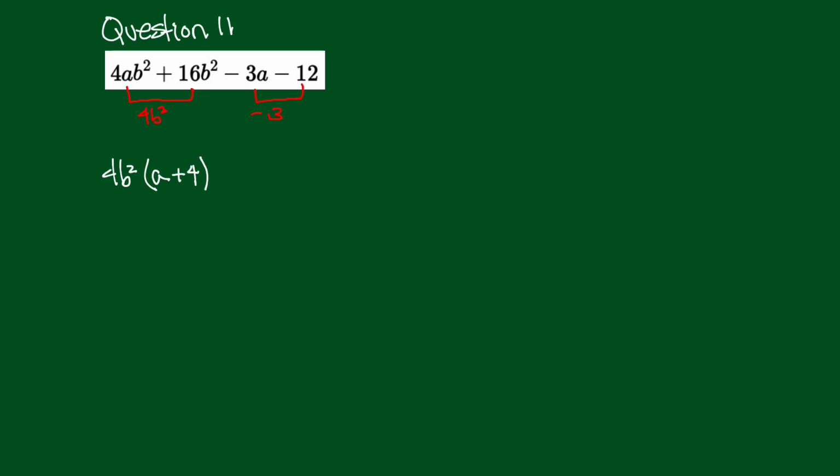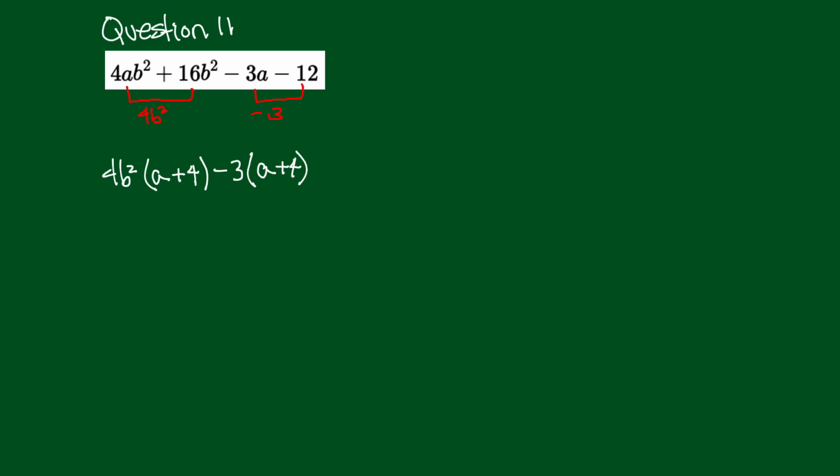Now, what about over here? You're taking out a -3, so we need to be careful here. Now, what's left? So just do a division. -3 divided by -3 is a 1. So all that's left is an a. But then over here, we get -12 divided by -3 is plus 4.